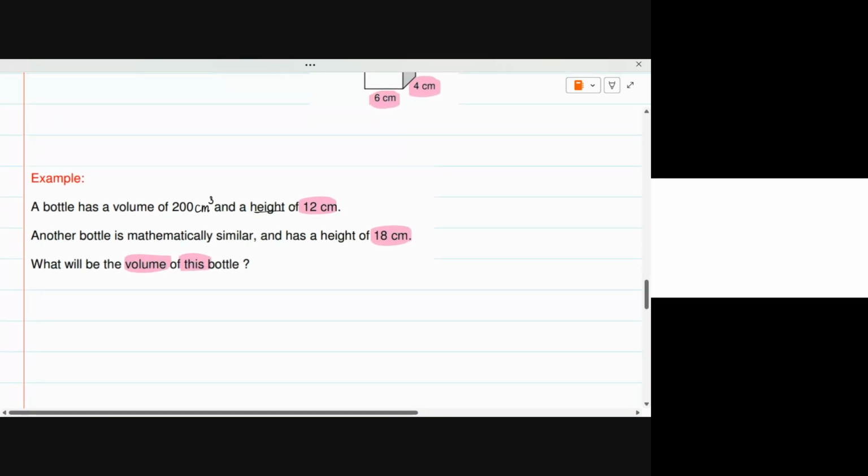Now, I've got two heights from two different bottles. So I'm going to take the height of the bigger bottle and divide it by the height of the smaller bottle. 18 divided by 12? 3/2, which is the same as 1.5. So my scale factor is 1.5. But now they want the volume of the new one.